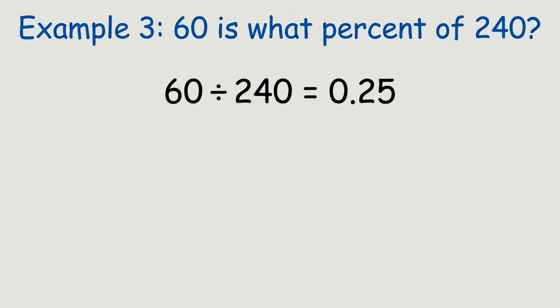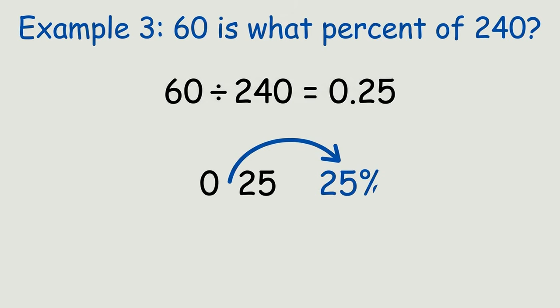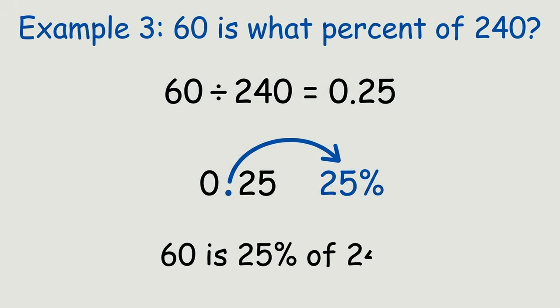Example 3. 60 is what percent of 240? This time, divide first. 60 divided by 240 equals 0.25. Now, change the decimal to a percent. Move the decimal 2 places right. 0.25 becomes 25%. So, 60 is 25% of 240.